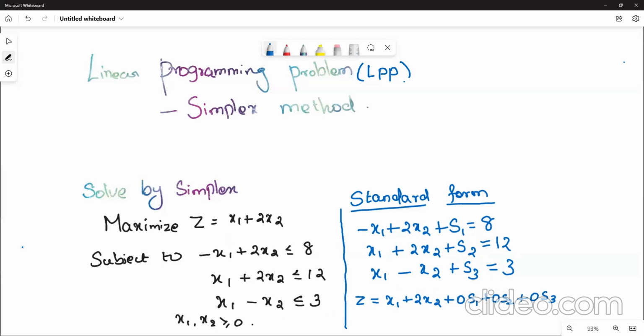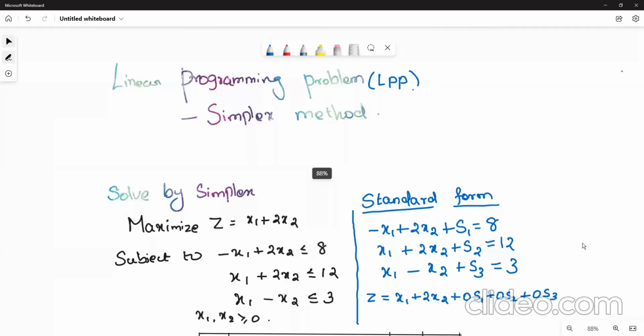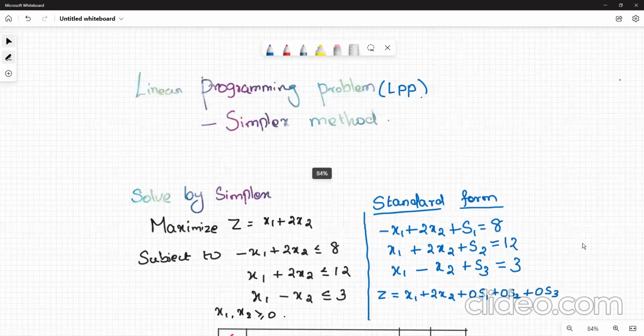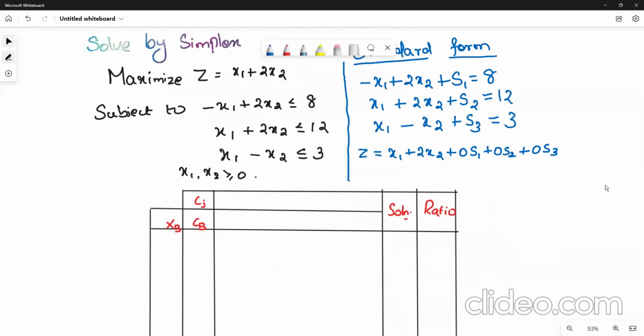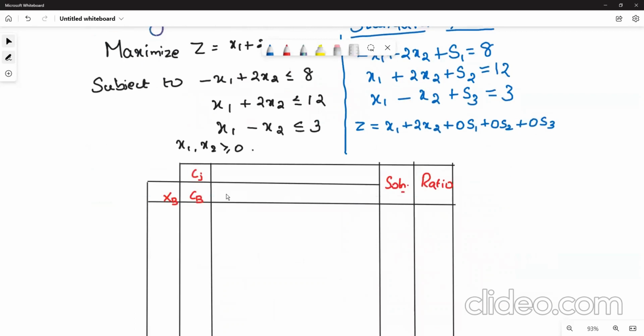The second step is to frame the simplex table. So what is a simplex table? The general form of the simplex table is this. That is Cj, here the column is XB, CB, and solution column, ratio column. So this is like the skeleton form of your simplex table. This is how it looks.